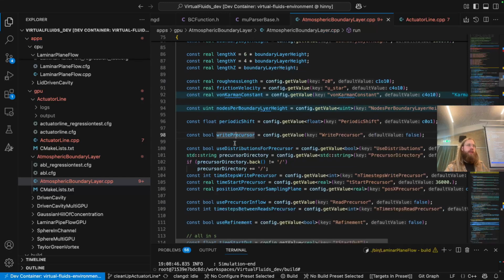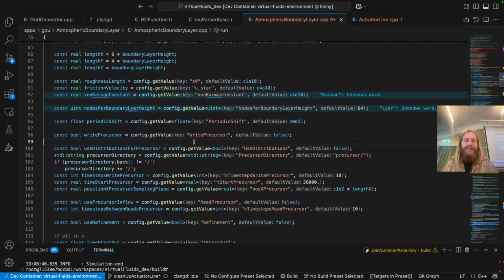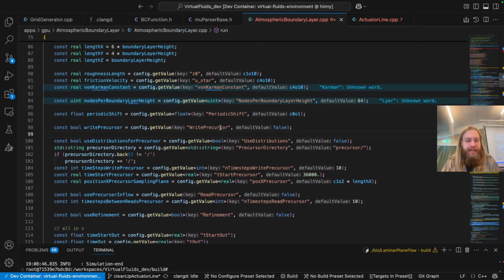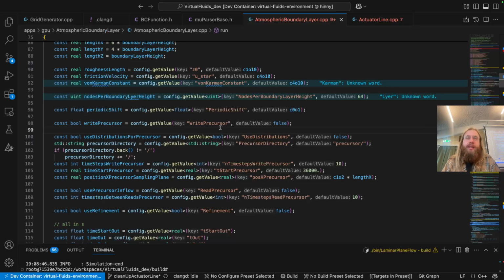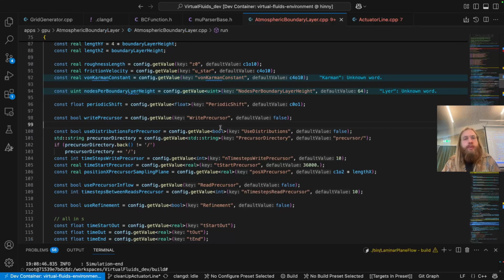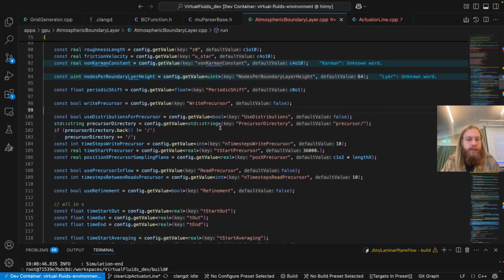Of course, you have to run it once with write precursor, and once with read precursor. But the periodic shift, what is the unit there? If I write half, is it...? We'll see. I honestly don't remember. It's either boundary layer heights, or domain heights, or absolute values in SI units. I'm honestly not sure.